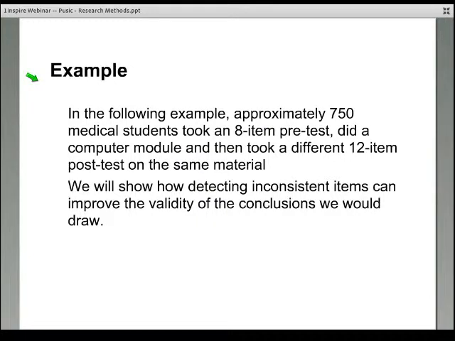So here's an example that I was involved with. We took 750 medical students across 7 medical schools and had them do an 8-item pretest on carotid artery stenosis. They did a computer module and got randomized to various arms, and then they took a different 12-item post-test on the same material. And I'm going to use these items to show you how reliability can affect the results.